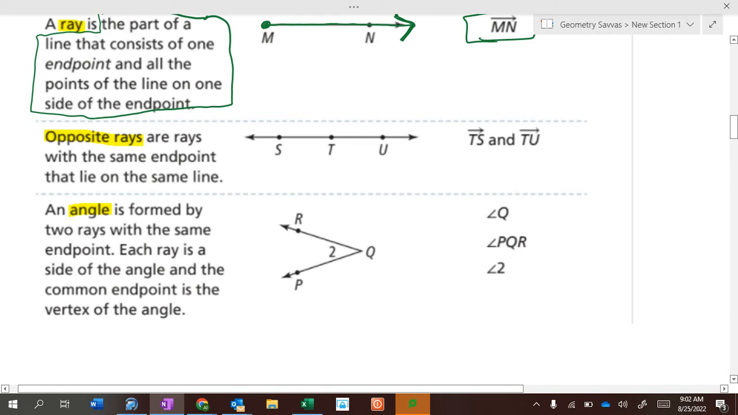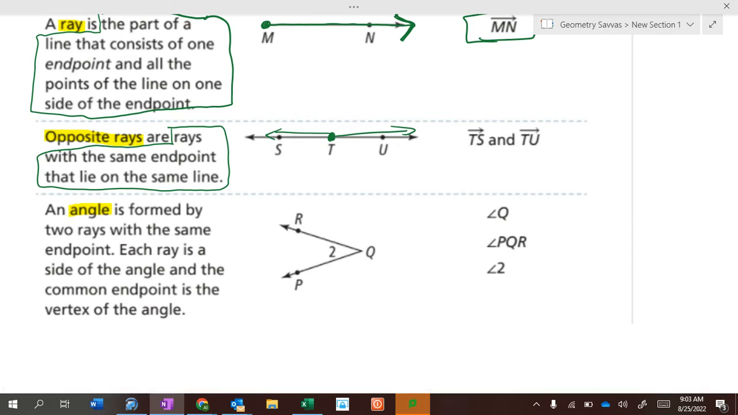Opposite rays are rays with the same endpoint. They lie on the same line. So opposite rays create a line. They have the same endpoint. One goes this way, one goes that way. So opposite rays basically make a line. One goes one direction, one goes another direction.